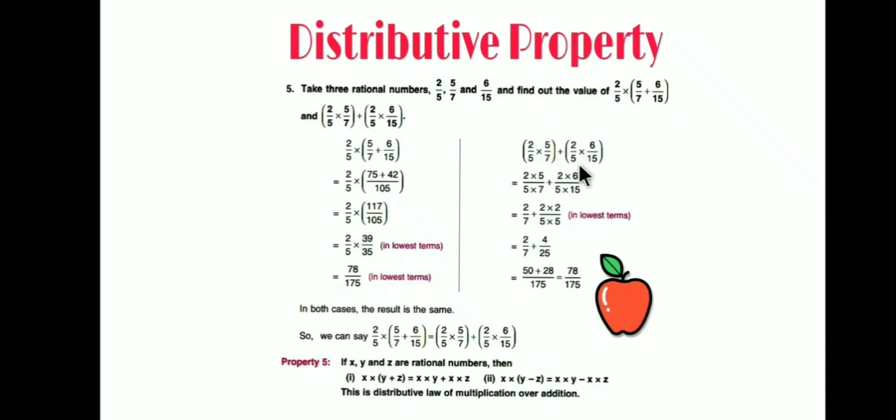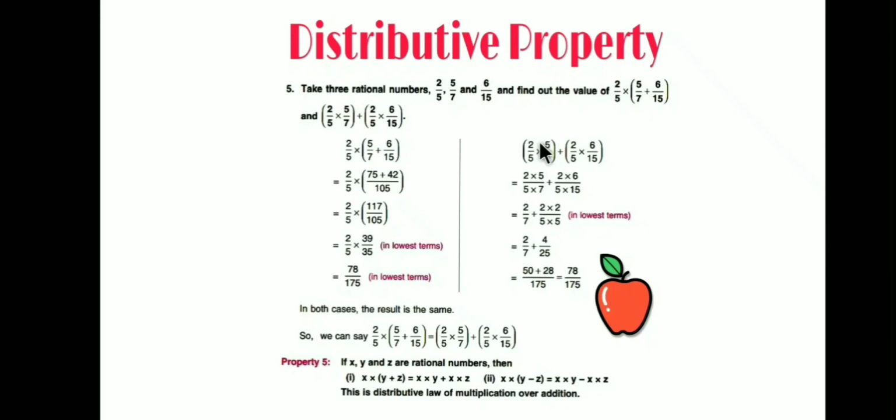Next, the product of 2 upon 5 into 6 upon 15. These two numbers, 6 and 15, are multiples of 3. We will cancel 6 and 15 with 3. 3 2s are 6 and 3 5s are 15. The numerator becomes 2 into 2 and in the denominator we have 5 into 5. So the product of 2 upon 5 into 6 upon 15 in standard form is 4 upon 25.